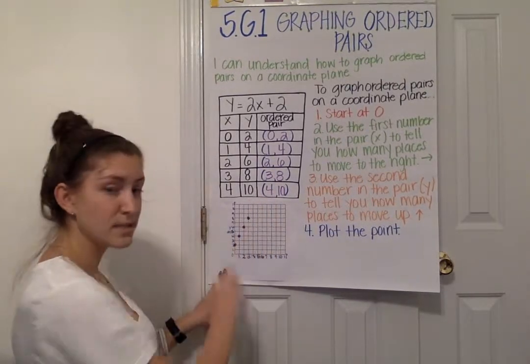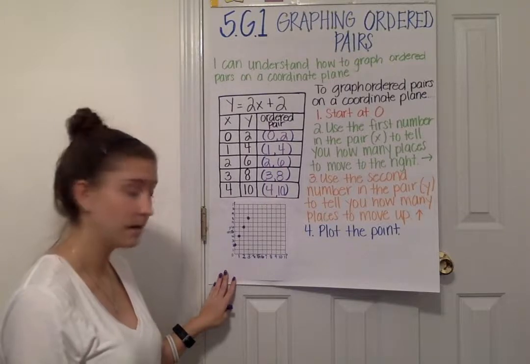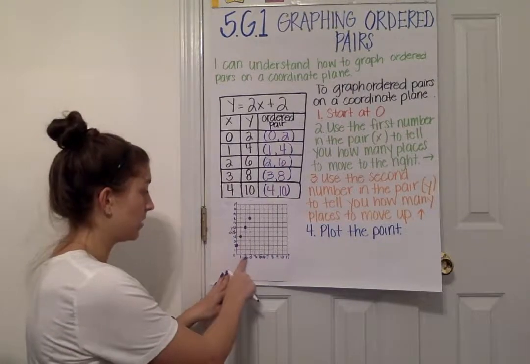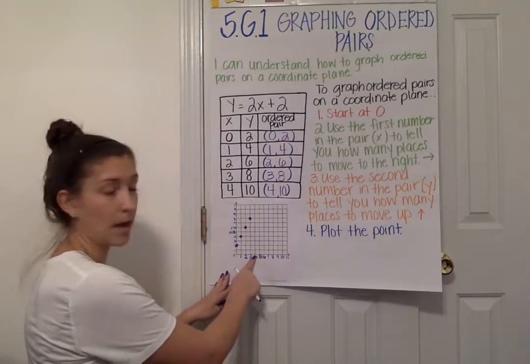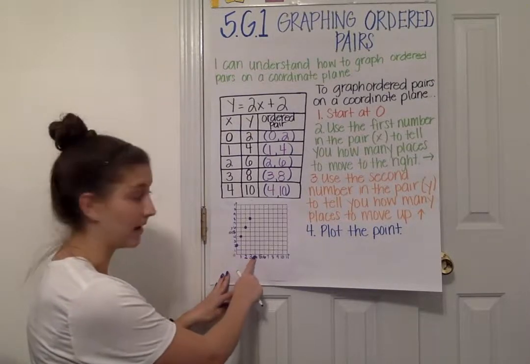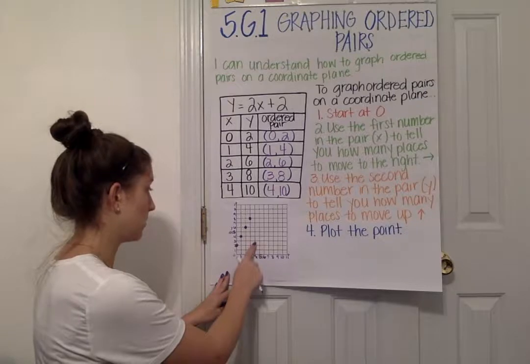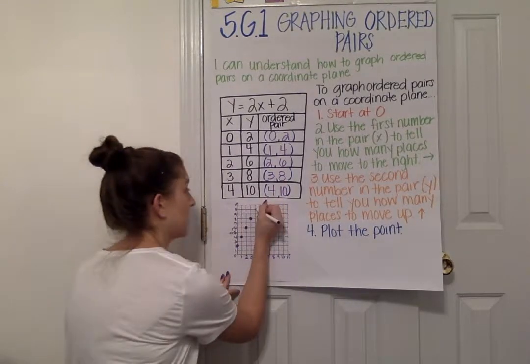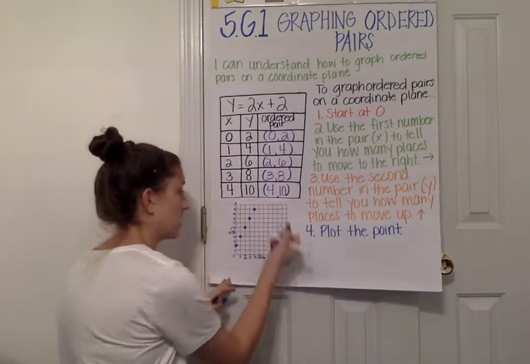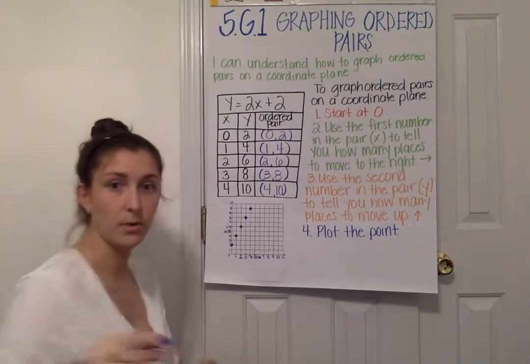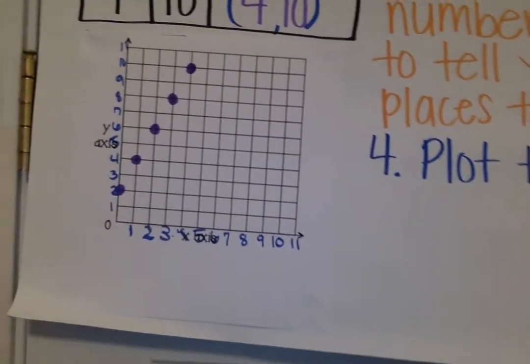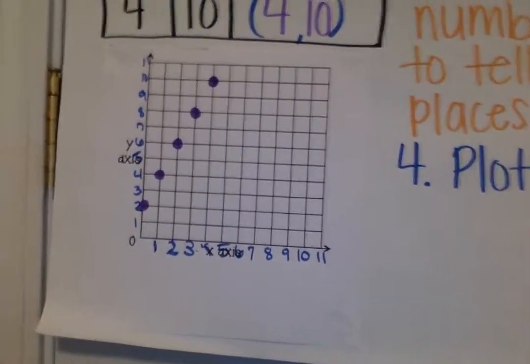We have one last point, which is 4, 10. I'm going to move to the right 4 places. 1, 2, 3, 4. I'm going to move up 10 times. 1, 2, 3, 4, 5, 6, 7, 8, 9, 10. My last point goes right here. Now, I'm going to bring you guys a little closer so you can see where all my points are plotted. Okay, they are all right there.